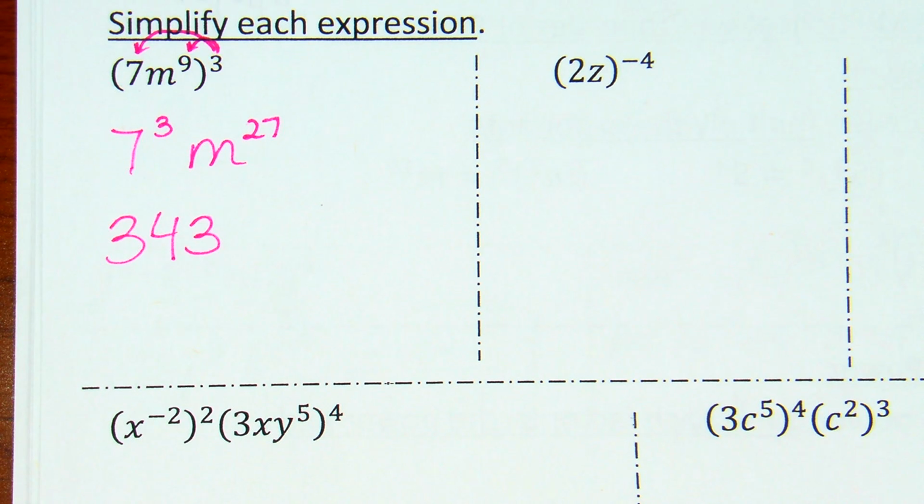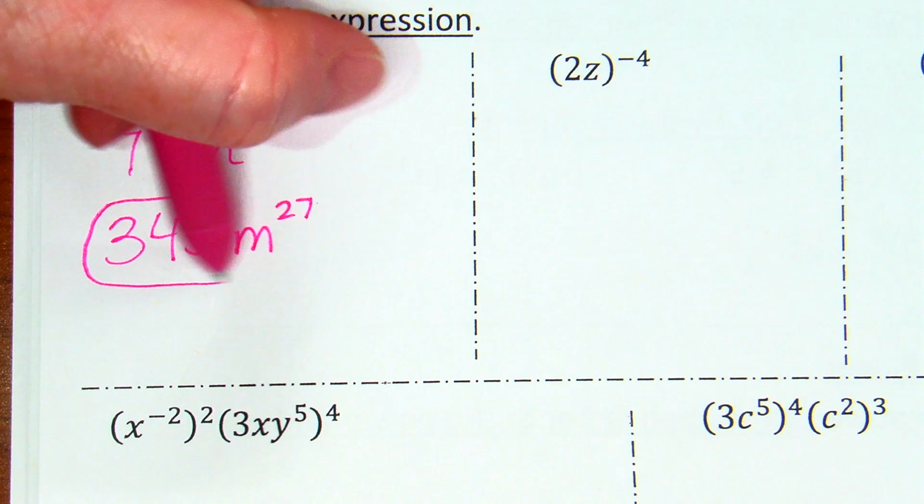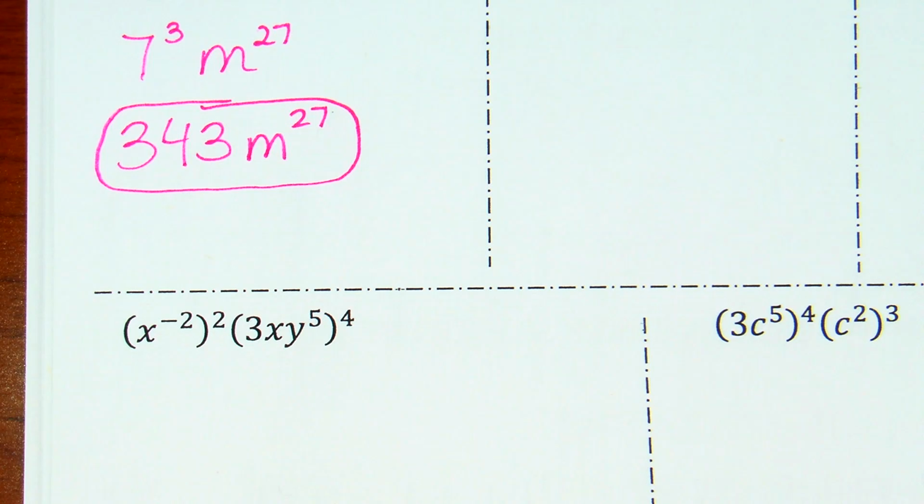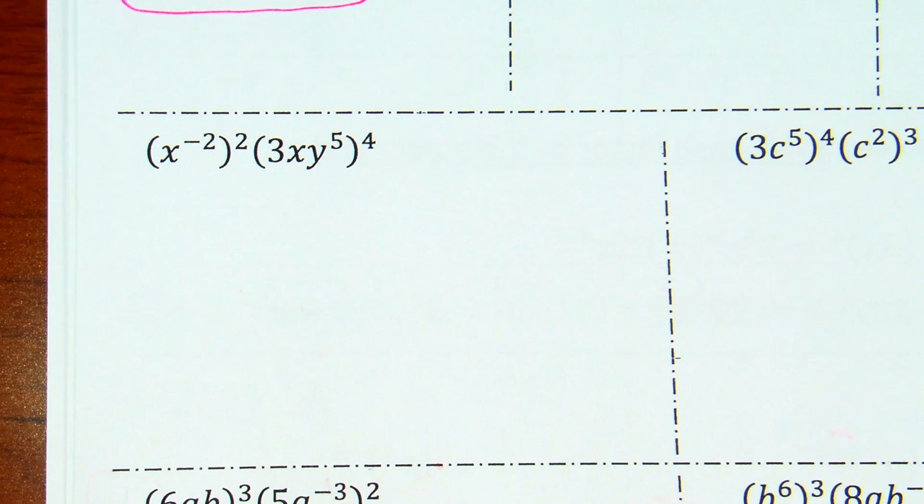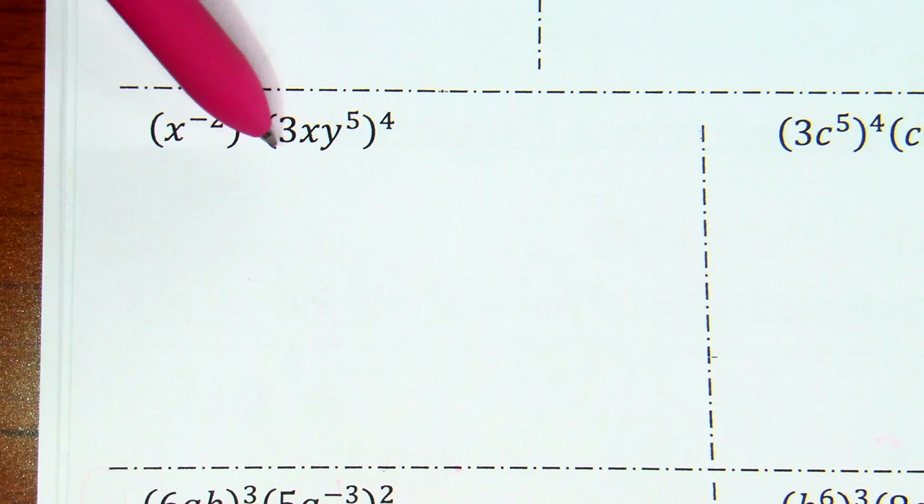Okay, let me pick a different one here. Let's go to the one directly below it. How's that work for you guys? I want to get you guys working on homework a little bit, and if we do all of these, it's not going to happen. So, let's try this one. X to the negative 2 raised to the 2nd times 3x y to the 5th raised to the 4th. Okay, where do we start?